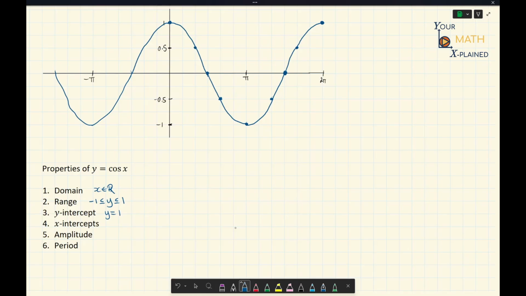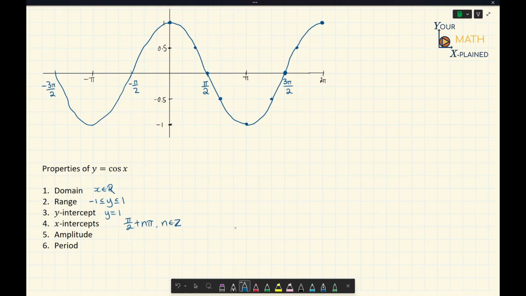And our x-intercepts, let's go ahead and write them. We have pi over 2, 3 pi over 2. This is -pi over 2, and this is -3 pi over 2. So we can see that we still cross over the x-axis every pi, but it's shifted by pi over 2. So therefore, our x-intercept, we're going to write it as pi over 2 plus n pi, where n is an element of the integers.